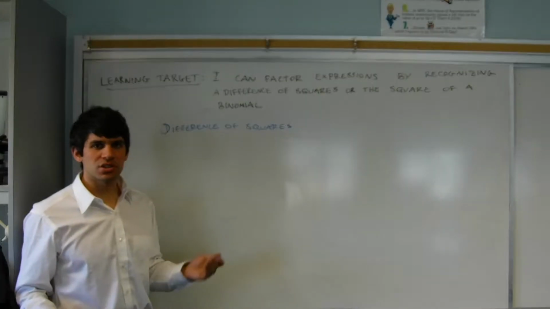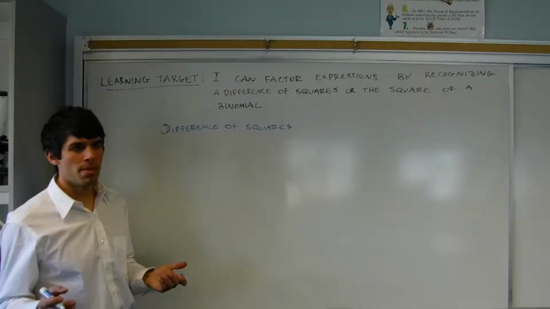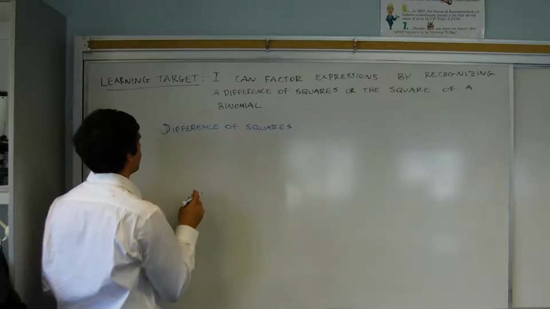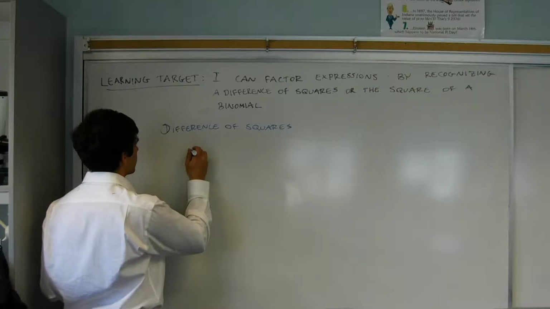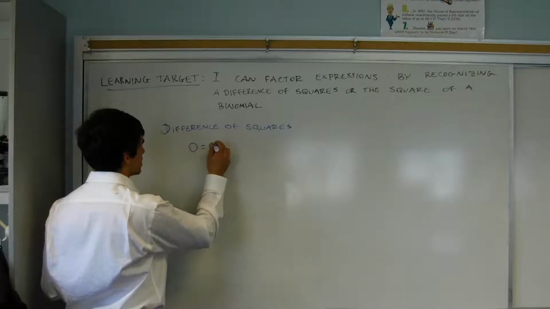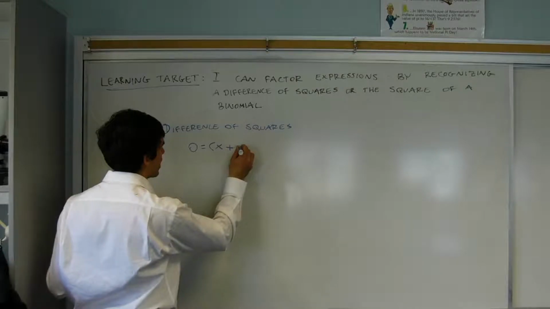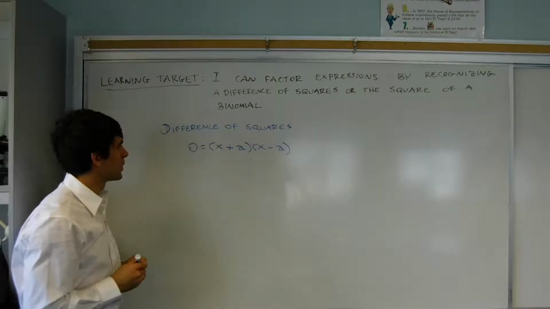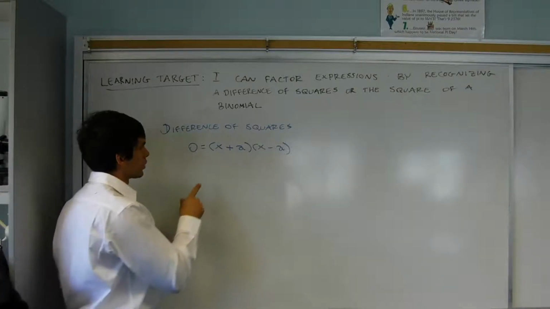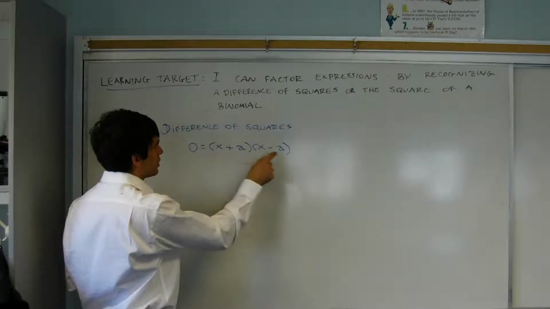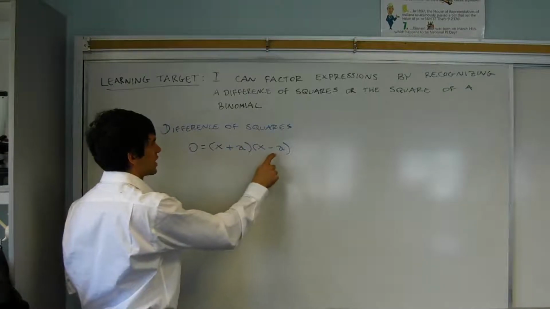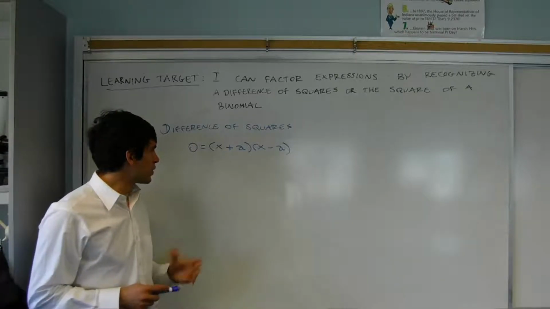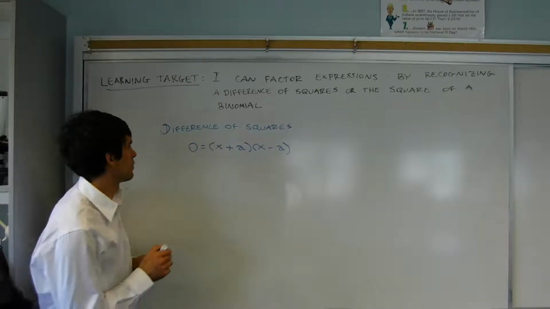So a difference of squares is when we have a quadratic equation that, when we factor it in factored form, looks something like 0 is equal to x plus a times x minus a. So we're going to have the same number here, but in one case we're adding it, and in the other case we're subtracting it. So you might wonder, what's so unique about this case?